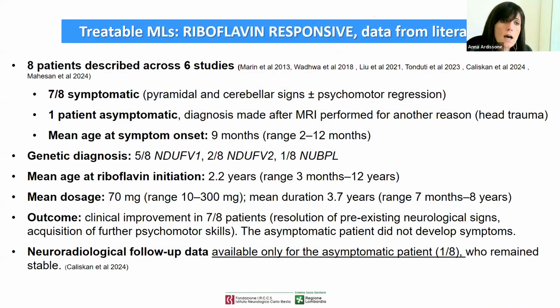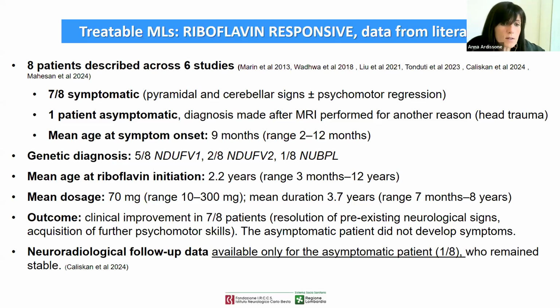these two cases are examples of our clinical experience, but they were not the first reported in literature. To date, 8 patients have been described across 6 anecdotal studies. 7 patients were symptomatic with pyramidal and cerebellar signs and psychomotor involvement. Only 1 patient was asymptomatic, and the diagnosis was made after an MRI study for a head trauma.